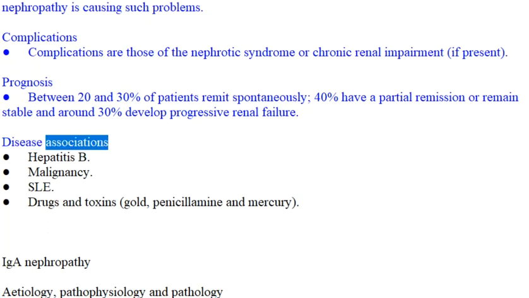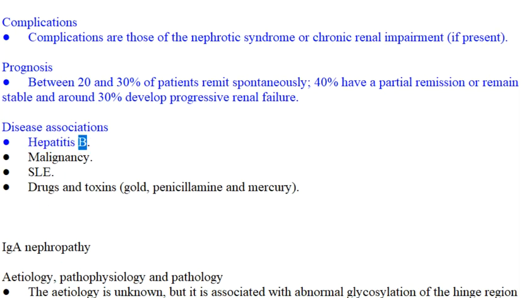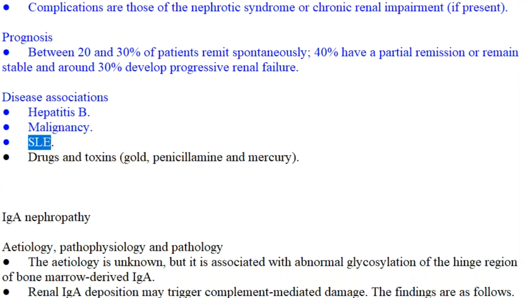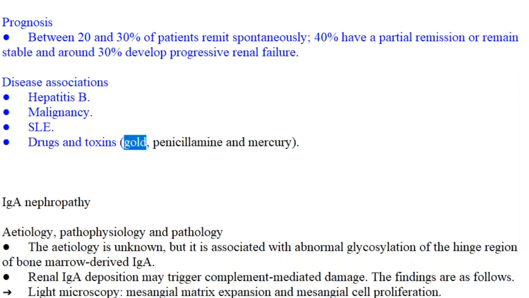Disease associations. Hepatitis B. Malignancy. SLE. Drugs and toxins: gold, penicillamine, and mercury.